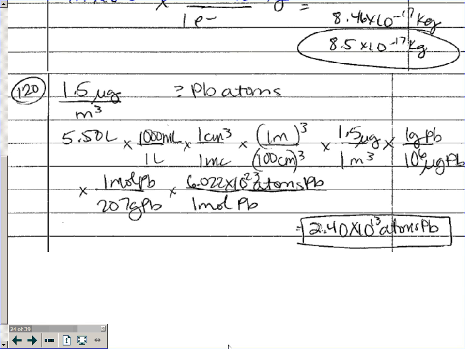And then meters cubed will cancel when I utilize the conversion factor of 1.5 grams of lead atoms. And then getting me from micrograms to grams. This is the metric system again, 10 to the 6 micrograms in 1 gram. And then finally, we could use actual chemistry and get from grams of lead using the molar mass to moles of lead, and then from moles of lead using Avogadro's number to atoms of lead.